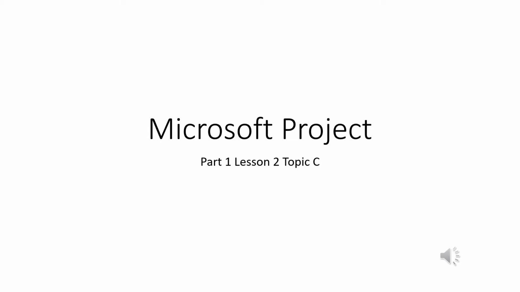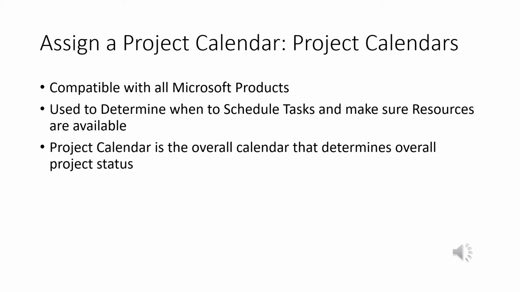Okay, when we're working, we want to make sure that everybody has a copy of the calendar and what they're supposed to be doing. So we're going to learn how to assign a project calendar. And again, this is compatible with all Microsoft products. So if you're using Microsoft calendars, you can actually stick this in your folder, and it will pop up and give you reminders. It's used by all the subcontractors and by the project manager to schedule tasks and make sure the resources are available when they need them.